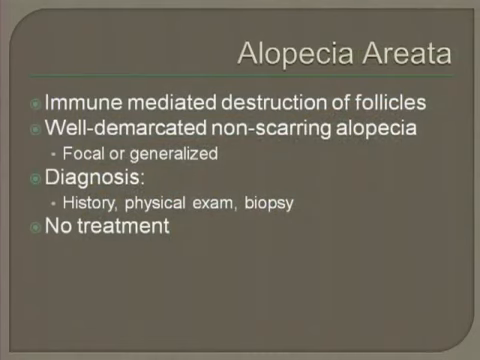Alopecia areata. This is immune-mediated destruction of hair follicles characterized by well-demarcated, non-scarring alopecia. It can be focal, it can be generalized. Diagnosis is based upon history, physical exam, and then skin biopsy. In chronic cases, you're going to see the complete absence of hair follicles. In more acute cases, you can actually see inflammation of the hair bulbs. And there is no treatment. There have been some anecdotal reports of steroids maybe having some success, but there are no definitive treatments that I can really recommend for this.